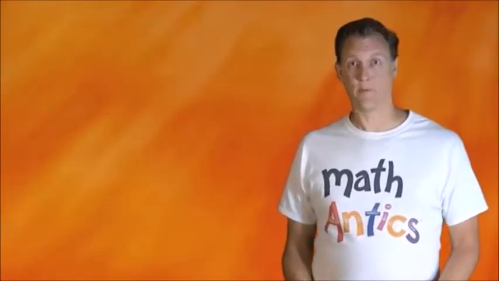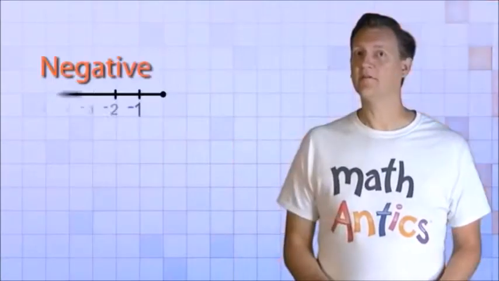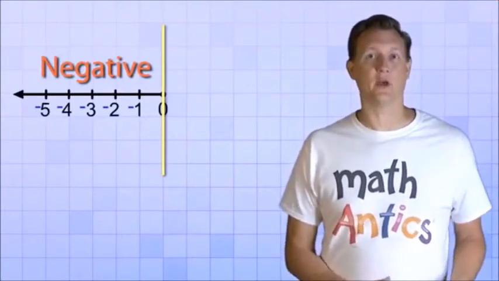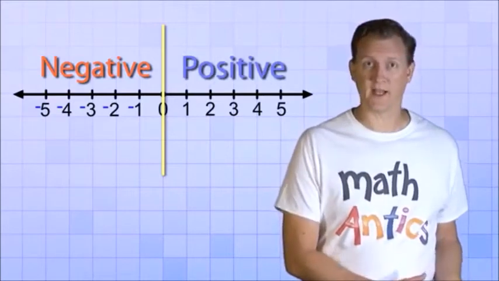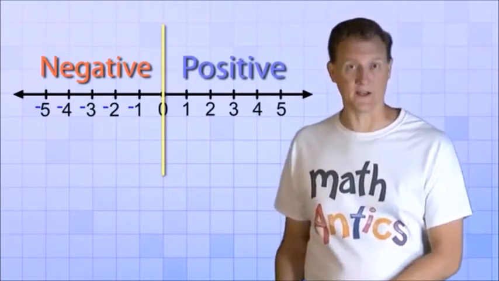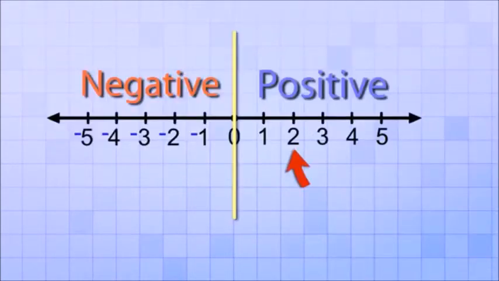In our last video, we learned how to add and subtract integers. As we learned in our video about negative numbers, the negative numbers are like a mirror image of the positive numbers on the number line. Each number on the positive side has a negative counterpart on the negative side. There's a 2 on the positive side, and there's a negative 2 on the negative side. There's a 5 on the positive side, and there's a negative 5 on the negative side, and so on.